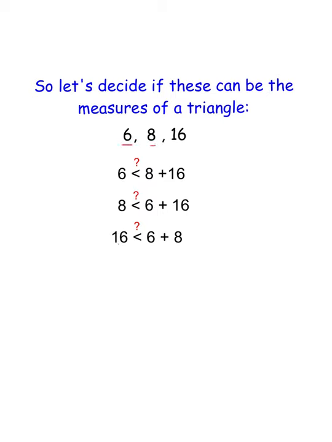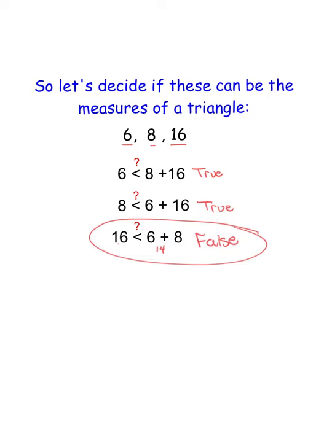If I give you 6, 8, and 16, in order to see if they can create a triangle, you have to check that the sum of two sides is bigger than the third. So if we add 8 plus 16 together, do we get a number bigger than 6? We do, so that's true. If we add 6 and 16, we get 22. That is bigger than 8, so that's true. And if we add 6 plus 8 together, that's 14. Is 14 bigger than 16? That's false. So since we have one of these statements being false, it means no triangle can be made.